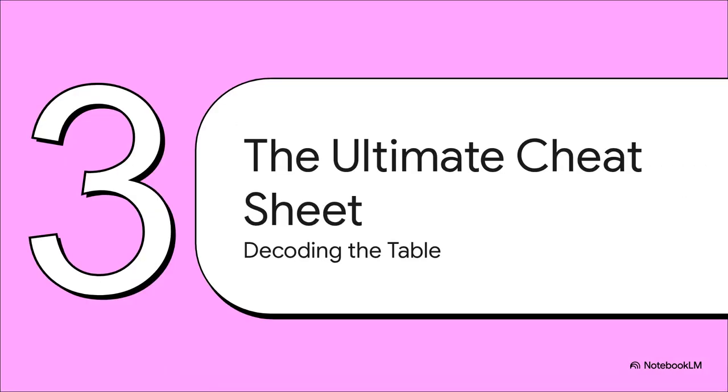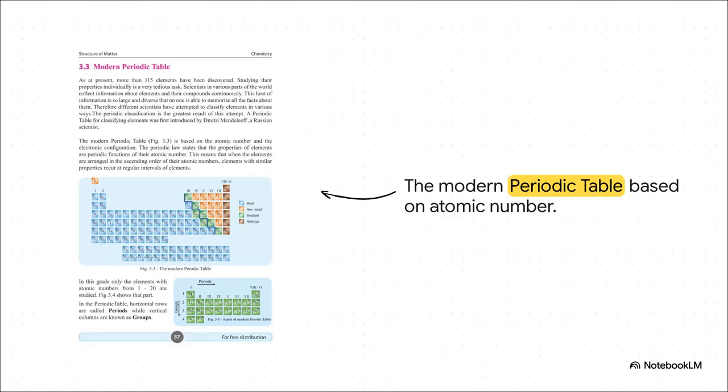Which brings us to Section 3, the ultimate cheat sheet, decoding the periodic table. Now, with over 115 elements discovered, memorizing every single one of them would be a total nightmare. Thankfully, brilliant scientists like Dmitry Mendeleev created the modern periodic table. And honestly, it isn't just a list. It is practically the universe's ultimate cheat sheet. It arranges elements in ascending order of their atomic numbers. Now, what's really interesting about this is how the specific layout of this grid reveals incredible secrets, literally just by glancing at where an element sits.